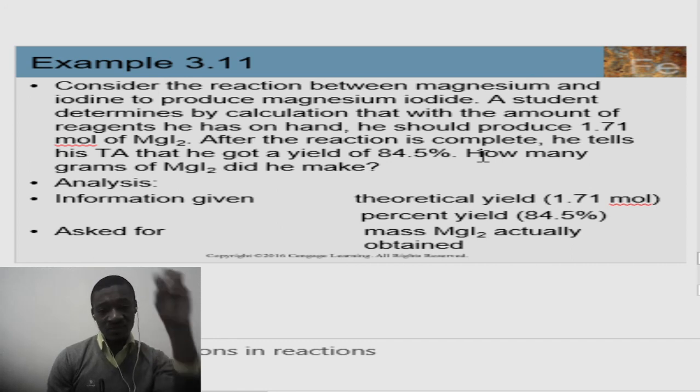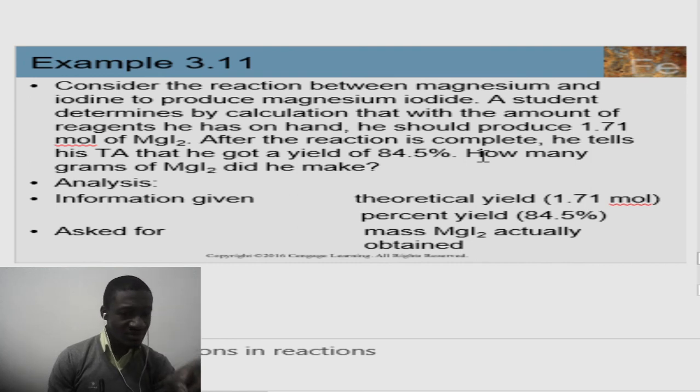So notice that we have the percentage yield, and then we have what was given. What was given? 1.71 mole of magnesium iodide. He said he should, meaning that he didn't. So that means that is the theoretical yield. So we have the theoretical yield, we have the percentage yield. What we need is the experimental yield. That's what he actually got.